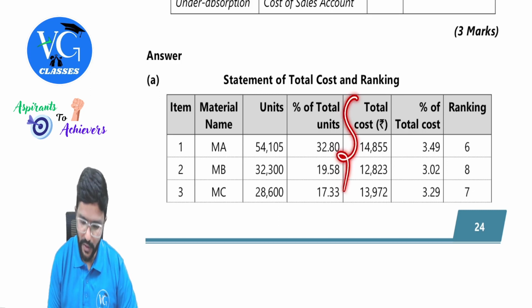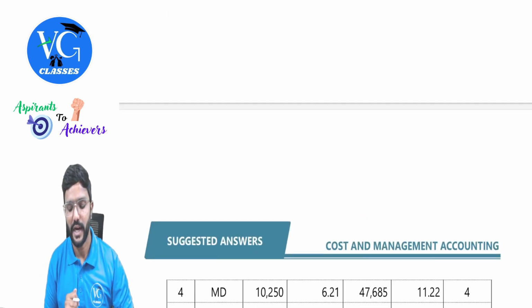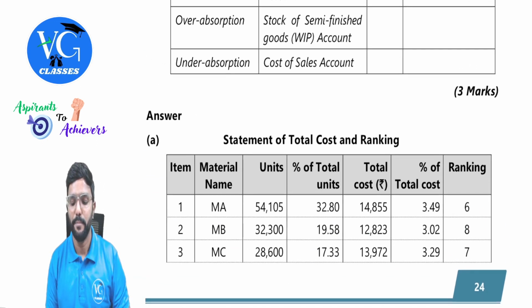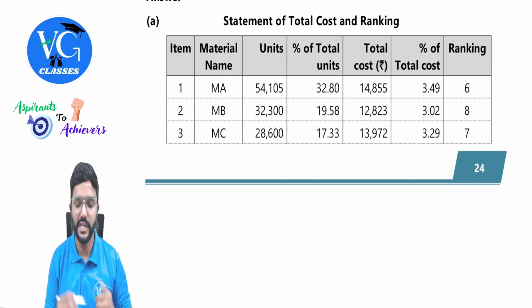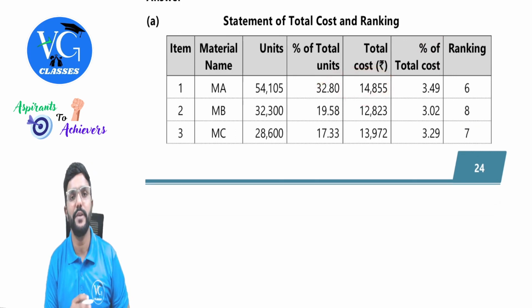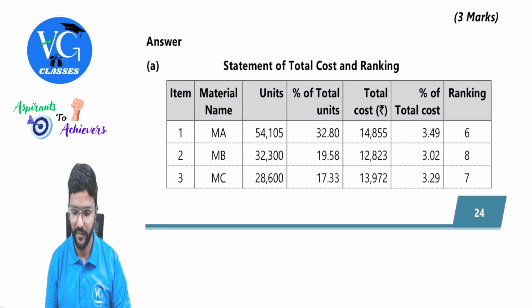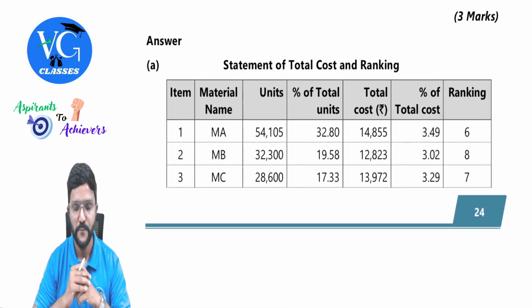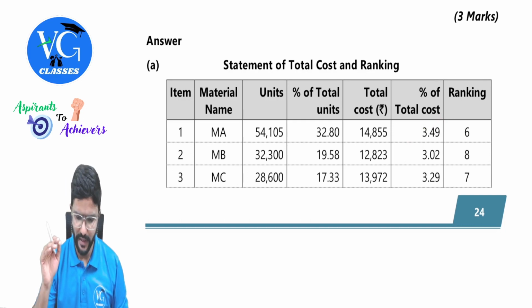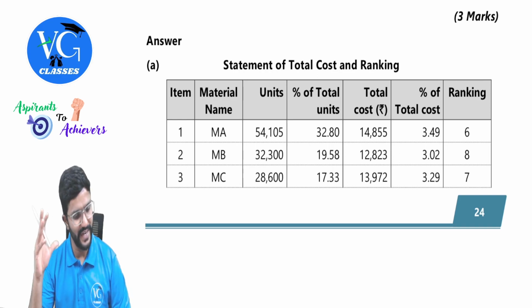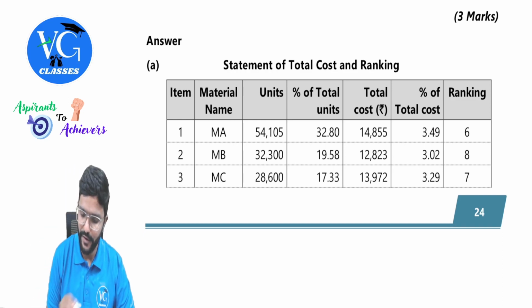Okay, sir. And total cost is given in the question. Straight away take it and do the total of that. 4,25,000 we are getting. Then percentage of total cost. So individually you calculate. 14,855 divided by total cost 4,25,000 into 100. We get 3.49. Actually, it should be, one second, I will just check. 14,875 divided by 4,25,000 into 100. It should have been 3.50. Okay, but anyway, they have written 3.49.